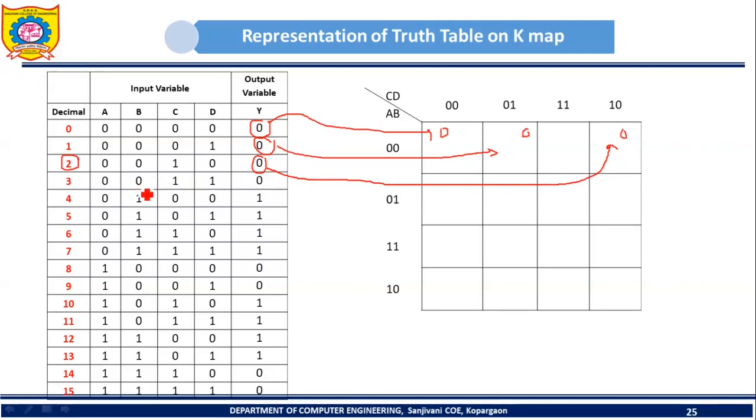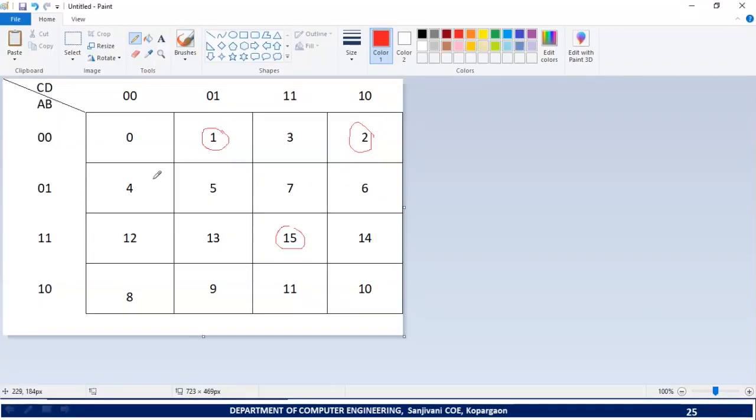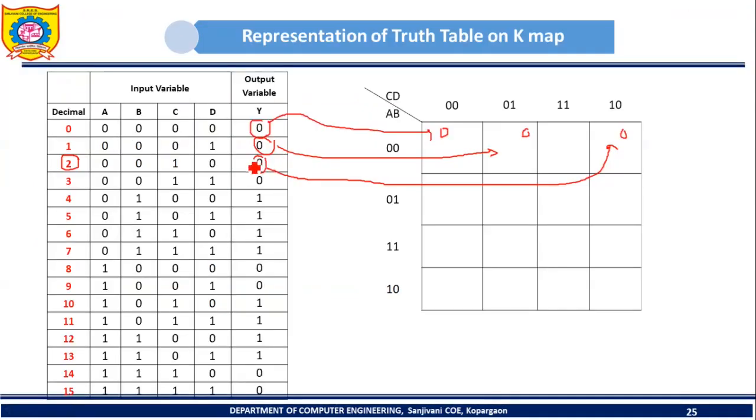Okay, consider the next row. The next row corresponds to decimal number 3. So in the KMap, this particular cell corresponds to 3, right? So that's why this output 0 should be written in which cell? Yes, it should be written in this particular cell.